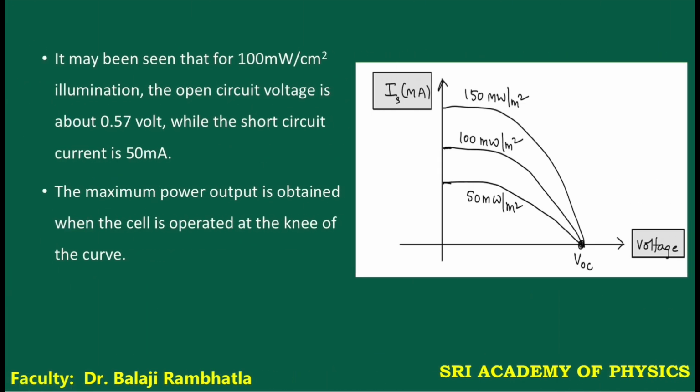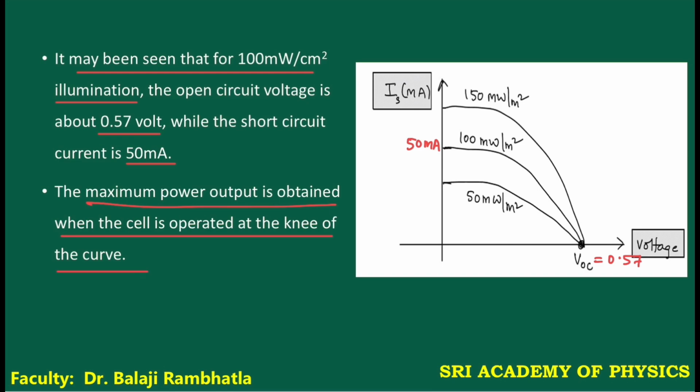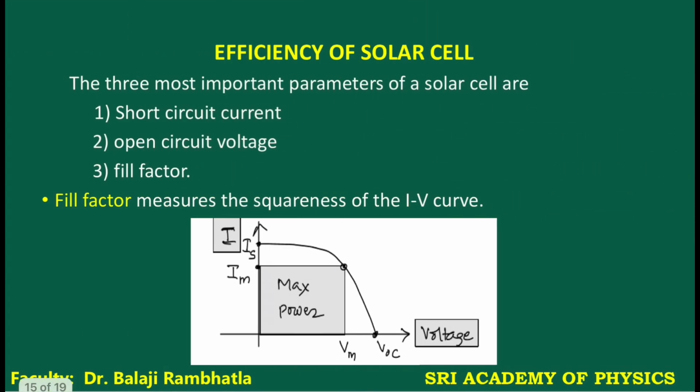It may be seen that at 100 milliwatts per centimeter square illumination, the open circuit voltage is 0.57 volts, and the current value is equal to 50 milliamperes. So this value is equal to 0.57, and for 100 milliwatts per centimeter square, this value is around 50 milliamperes. Next, the maximum power output is obtained when the cell is operated at a point on the curve.